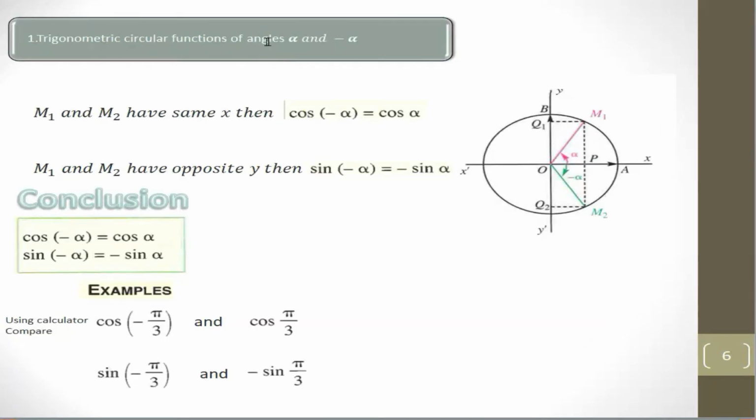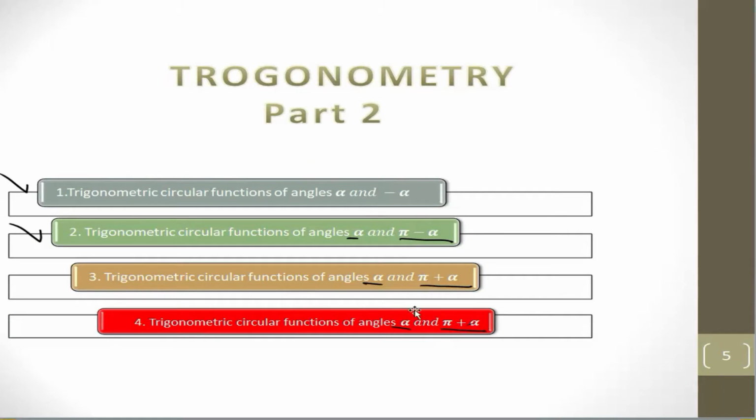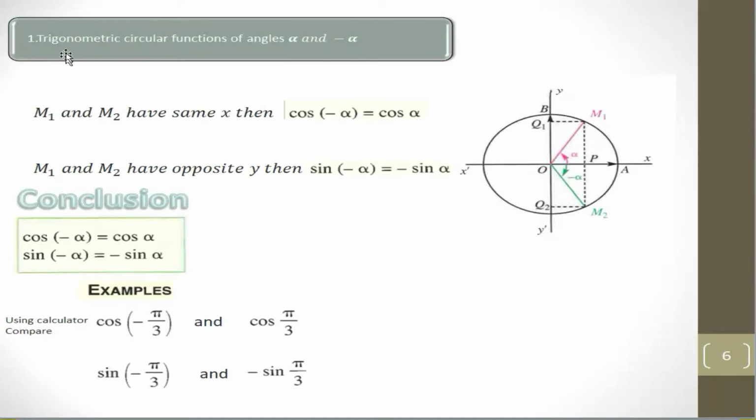Trigonometric circular function of alpha and minus alpha. Okay, what do you mean by alpha and minus alpha? Here I mean by this alpha, which is pi over 2 plus alpha and pi over 2 minus alpha. So trigonometric circular function of alpha and minus alpha. What do you mean by this?